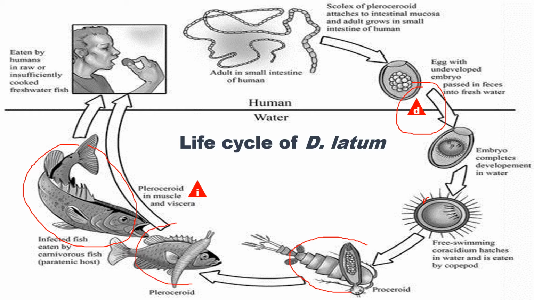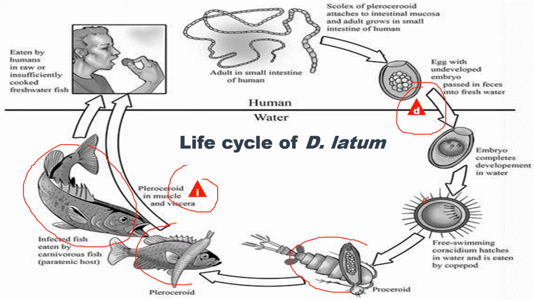Okay? So, once ingested by humans, the plerocercoid will attach to the intestinal wall in the small intestine of the definitive host, and it will mature in about 3 weeks. Then the adult worm of latum will reside in the small intestine, particularly in the jejunum and ileum of humans. Okay?